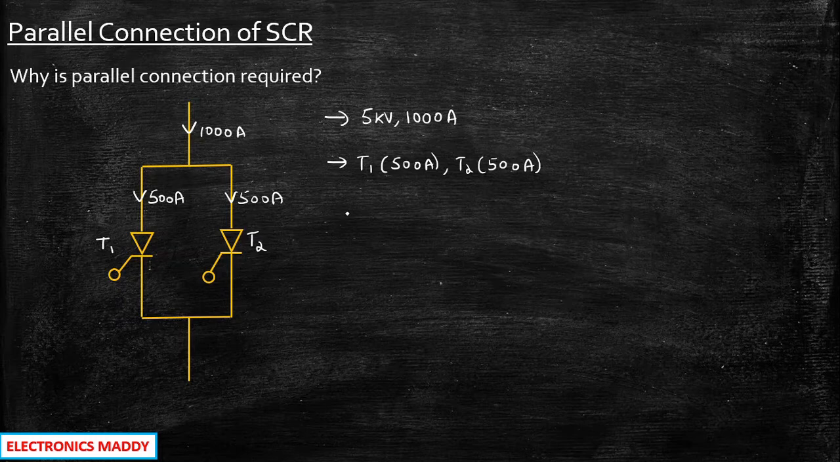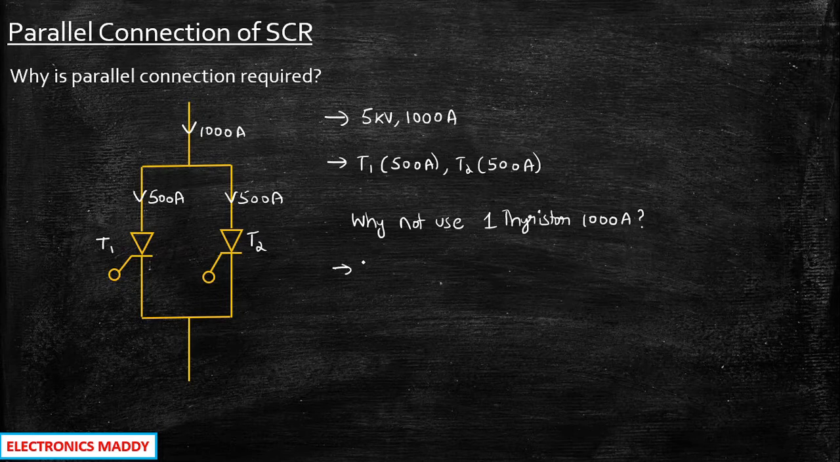Now you might have another question. For example, we have a 1000 amps source. Why not use one thyristor? Design a thyristor for 1000 amps. Isn't that possible? It is practically possible, but why are we not doing it?